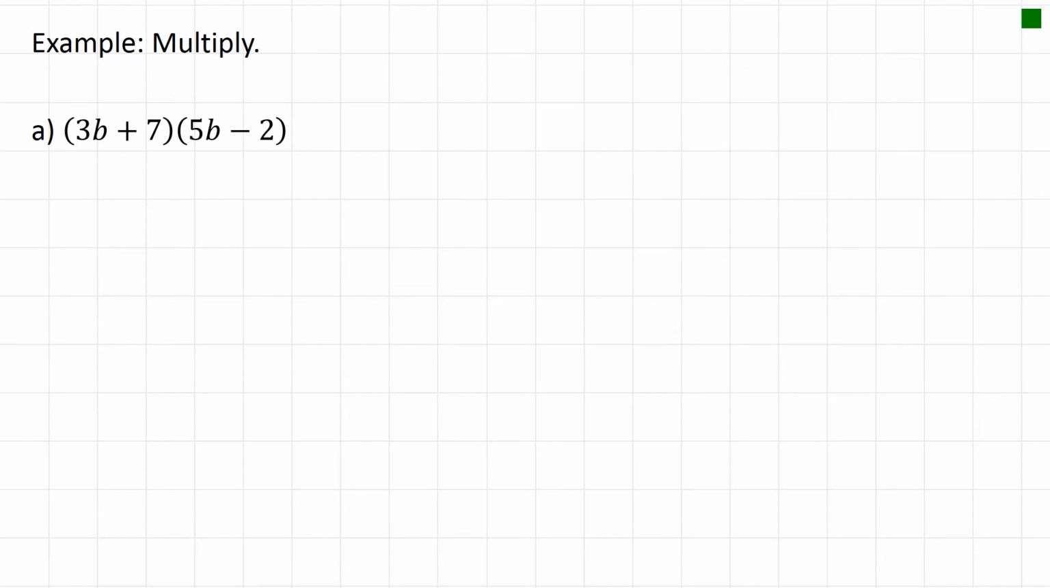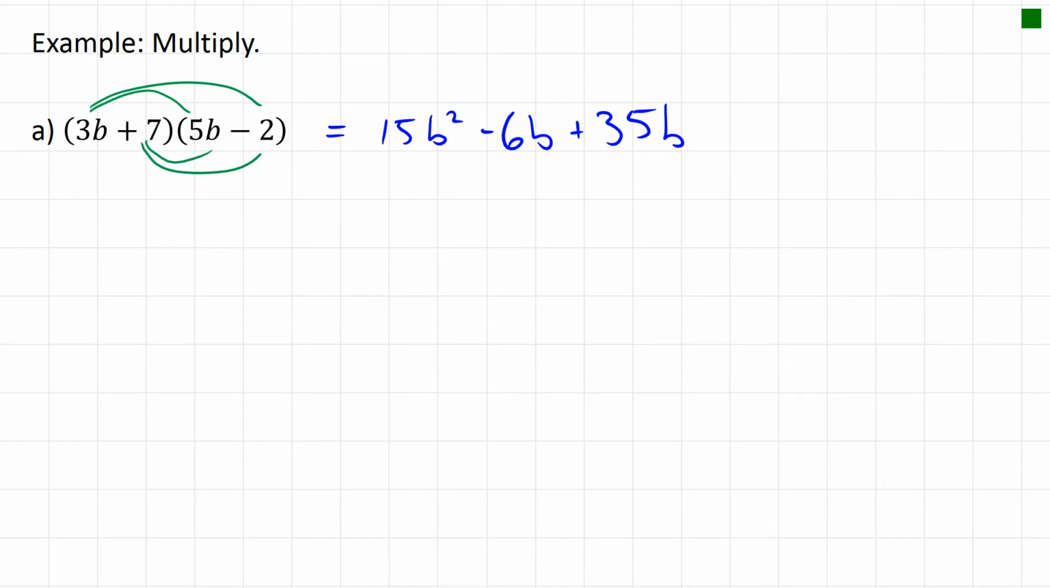Here's another example. To multiply these binomials, multiply the first terms. 3b times 5b is 15b squared. Then the outside terms, 3b times negative 2 is negative 6b. Inside terms, 7 times 5b is 35b. And 7 times negative 2, negative 14. Again, we have two like terms here that I have to combine together to make our answer as simple as possible.